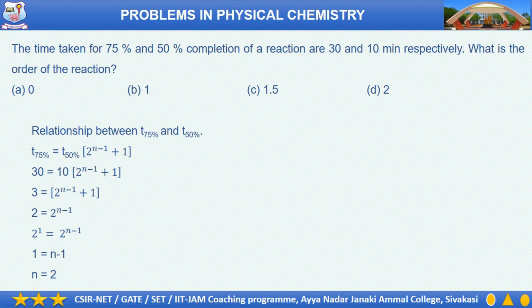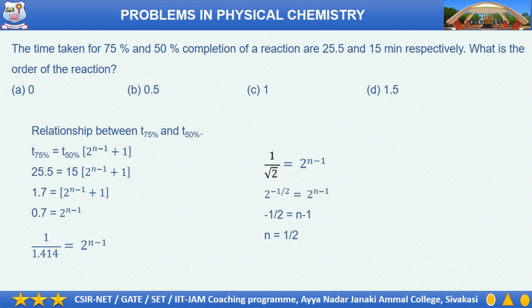And therefore 2 power n minus 1 plus 1 is equal to 3, or 2 power n minus 1 is equal to 2, or n minus 1 is equal to 1, and n is equal to 2. Do you follow this? Yes, sir. Okay, if you understand this problem, work out the next problem. With this problem, we will close our session.